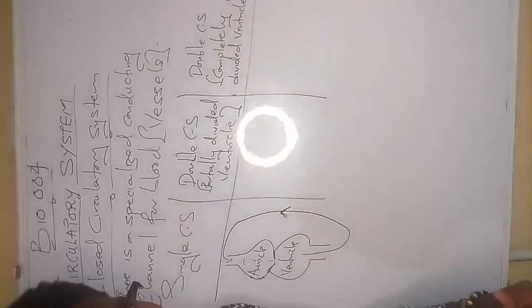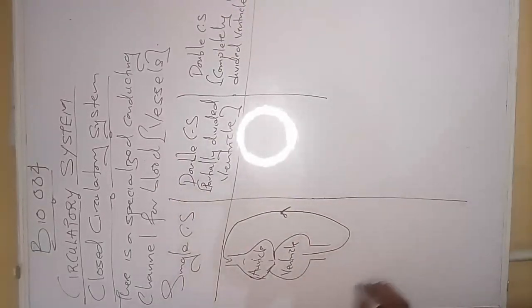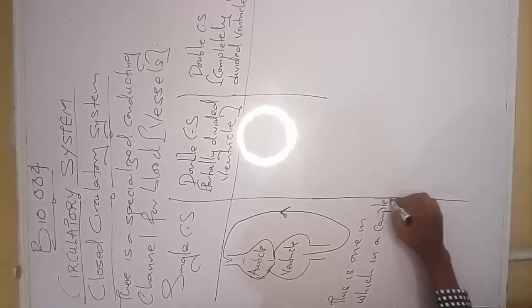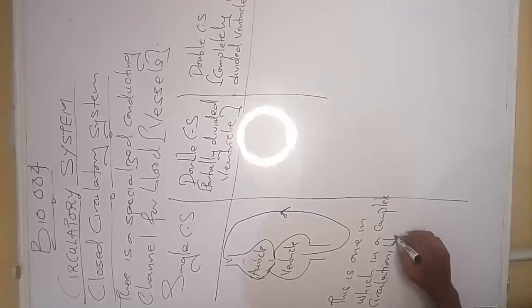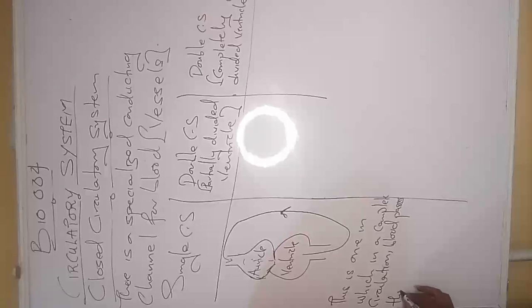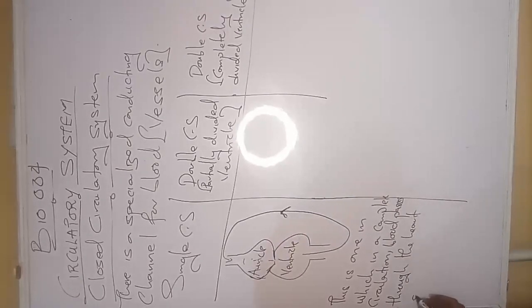Now, a single circulatory system, if you have to define it, what are you going to write? You say, this is one in which, in a complete circulation, blood passes through the heart once. E.g., fish.